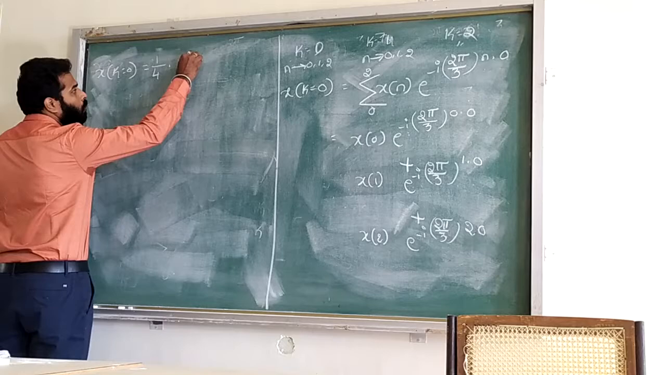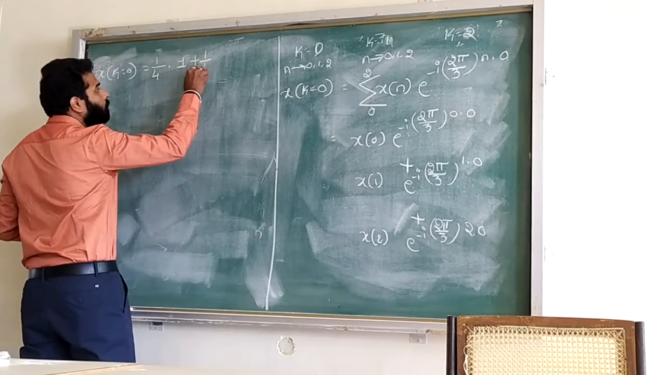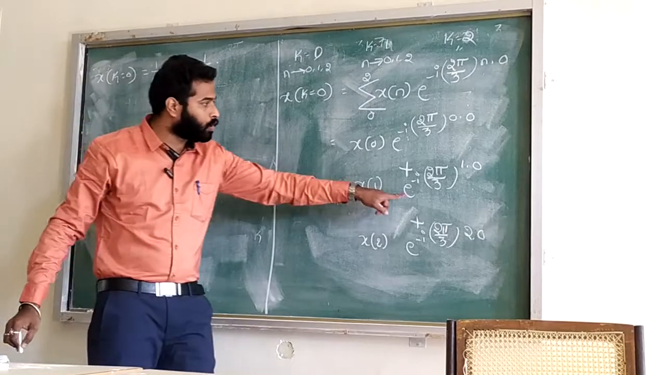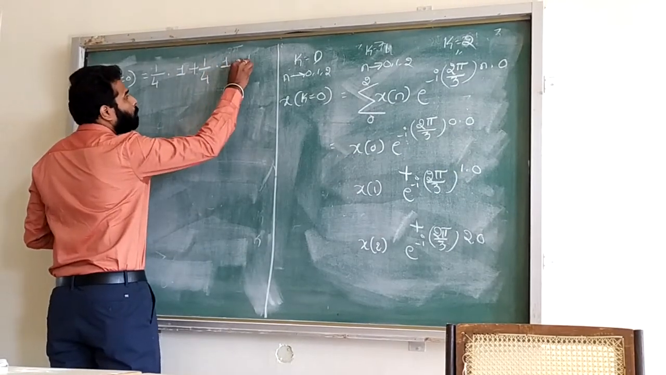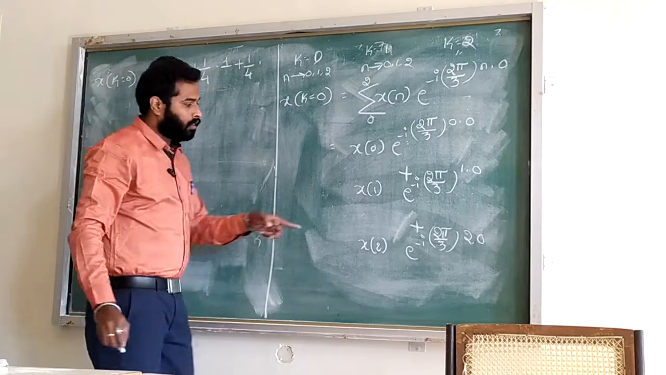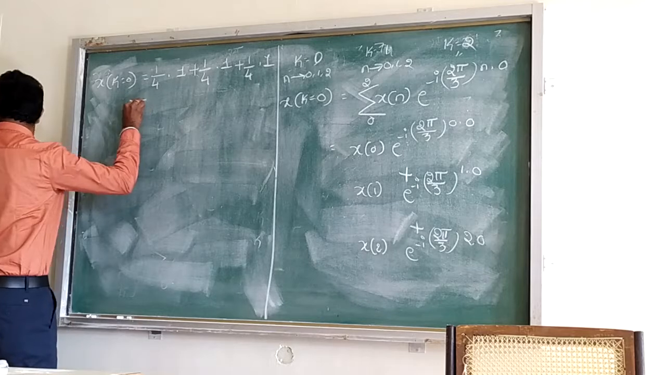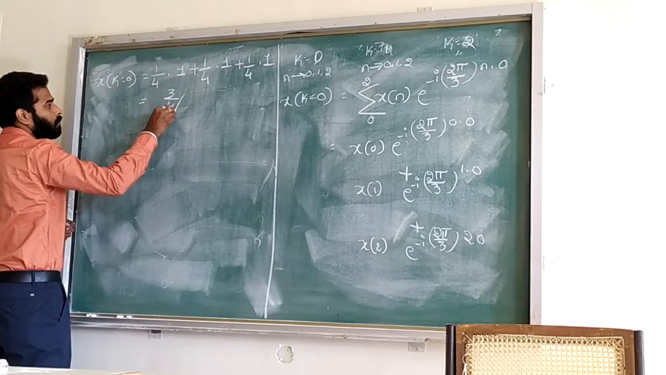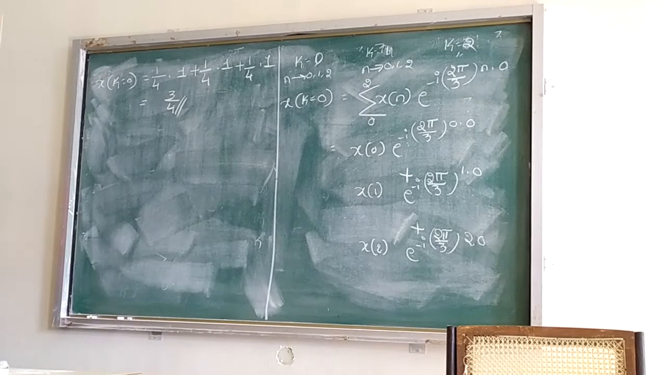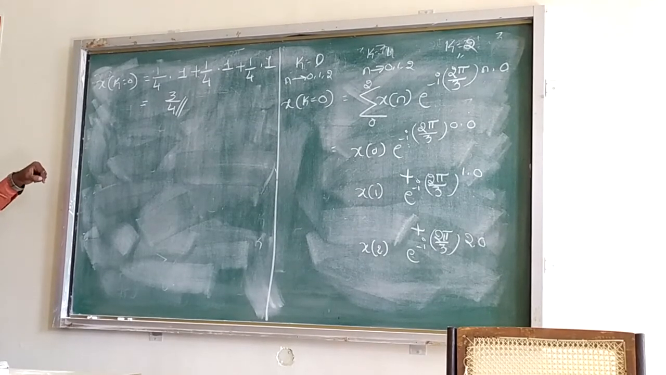1 by 4 into 1, plus x of 1 is again 1 by 4 into again e raised to 0, which is 1, plus 1 by 4 into again e raised to 0, that is also 1. So 1 by 4 plus 1 by 4 plus 1 by 4 is equal to 3 by 4. This is X at k is equal to 0.